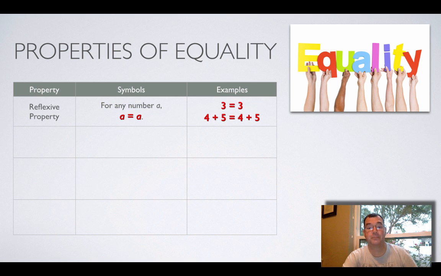The first one is the reflexive property, and that basically says that any number is equal to itself. So 3 is equal to 3. And also any expression is equal to itself. 4 plus 5 is equal to 4 plus 5.